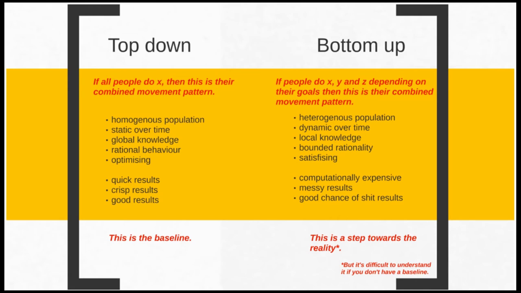So in order to model this kind of stuff, you use the bottom-up approaches, such as agent-based modeling. And this looks at the question in a bit more messy way. It asks, if people did X, Y, and Z, depending on their goals and who they are, then this is their combined movement pattern. And as much as this is bringing you closer to reality, it also has a price that needs to be paid. The price is that these kinds of methods are way more computationally expensive, the results are way more messy and difficult to analyze, and you have a good chance of really bad results where you actually don't know what the heck is going on.